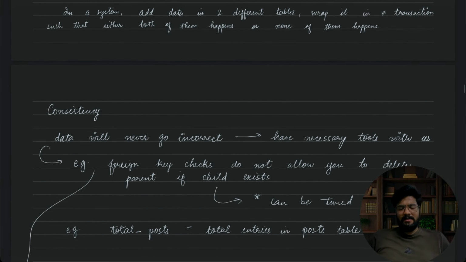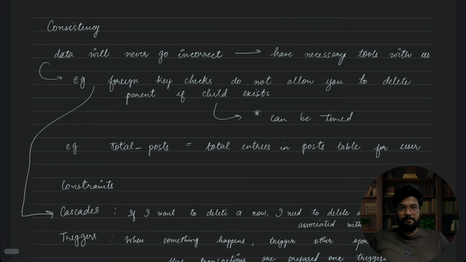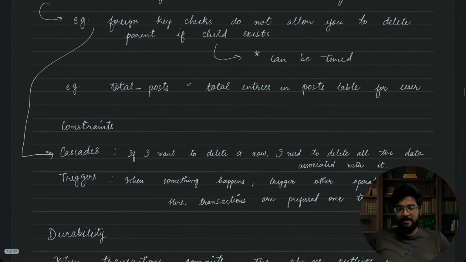Now let's talk about consistency. Consistency simply means that the data that we have will never go incorrect, and we have the necessary tools for that. For example, we have cascades or triggers. Cascades mean that if I want to delete a specific row, I would need to delete all the data associated with it. For example, I have foreign key checks that do not allow you to delete a parent if any of its children exist. This basically means the same: if there is some data associated with a row, we won't be able to delete it.